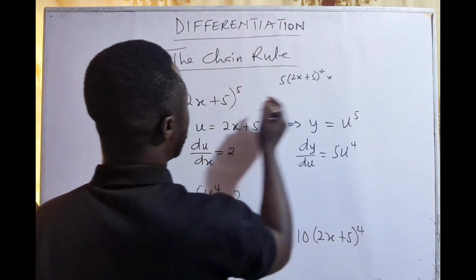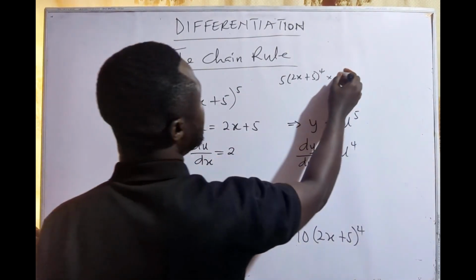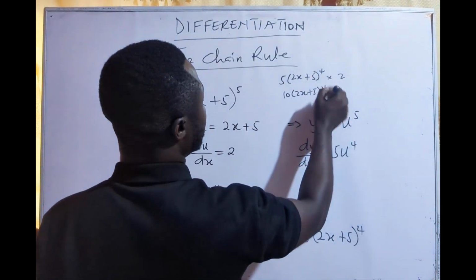After that, you multiply by the differentiating of what is in the bracket. So this will give me what? 2. Then 2 multiplied will give me 10. Then (2x plus 5) exponent 4.